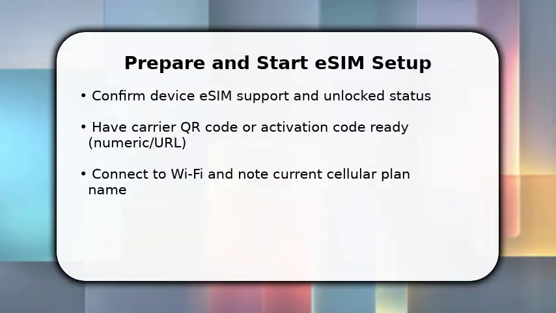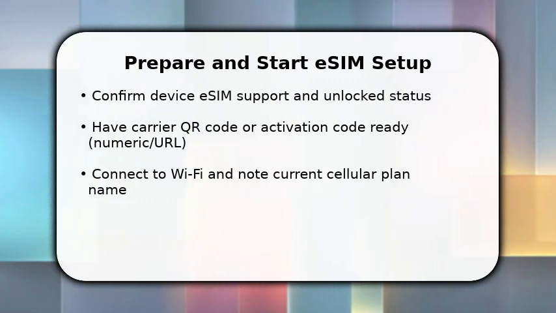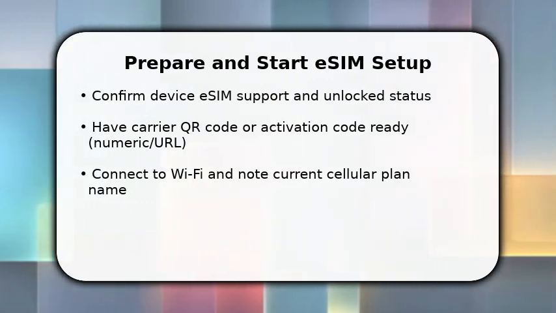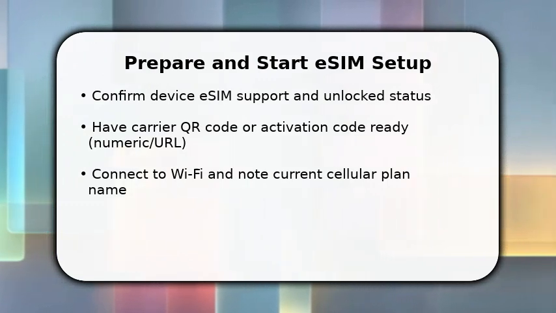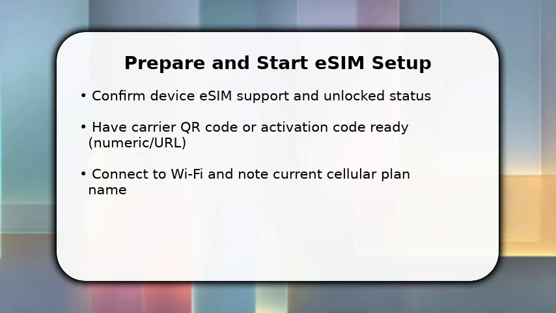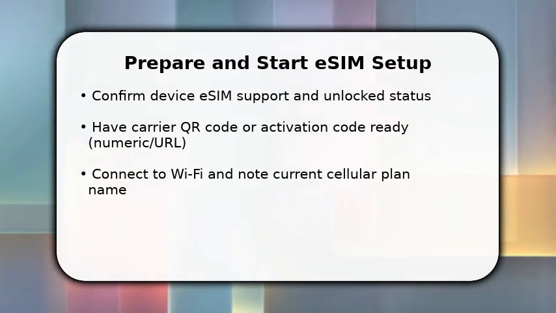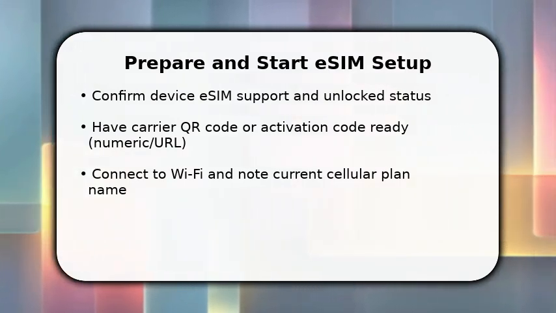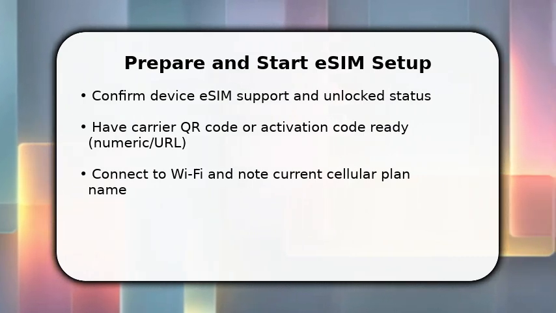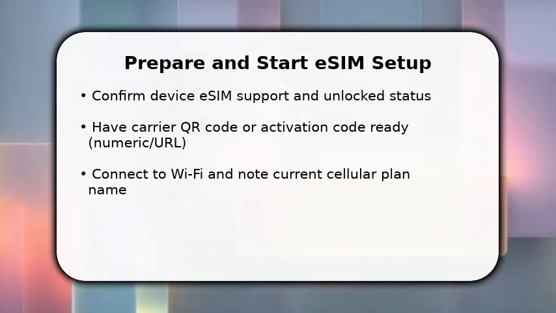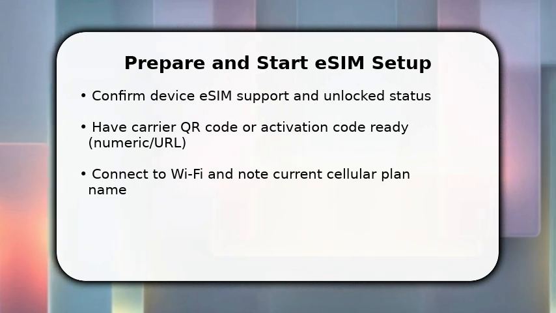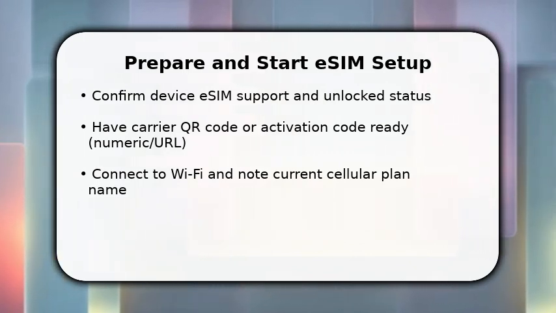You begin by confirming your phone supports eSIM and is unlocked by your carrier. Once done, make sure you have the carrier's QR code or activation code at hand, because scanning or entering it is the first actionable step. You should also connect to a stable Wi-Fi network to download profiles. Make sure to note your current cellular plan name so you can identify the right profile later. This prevents accidental overwrites and speeds the next steps.